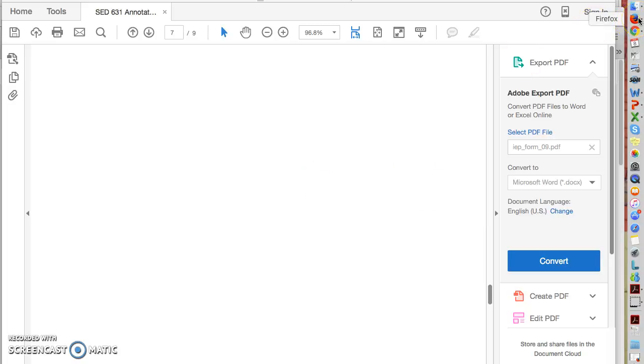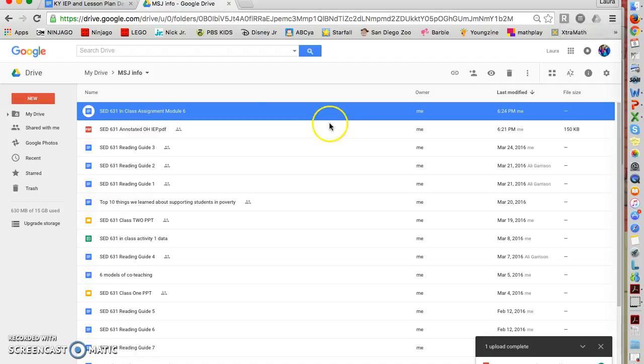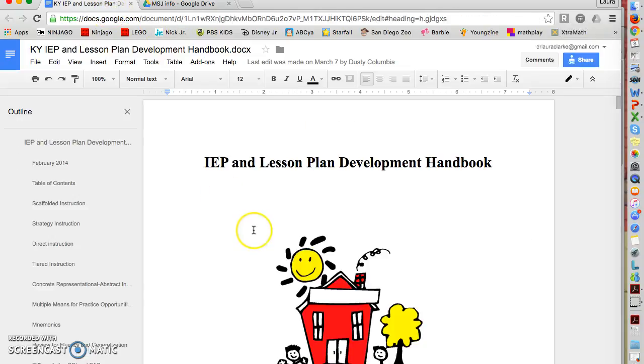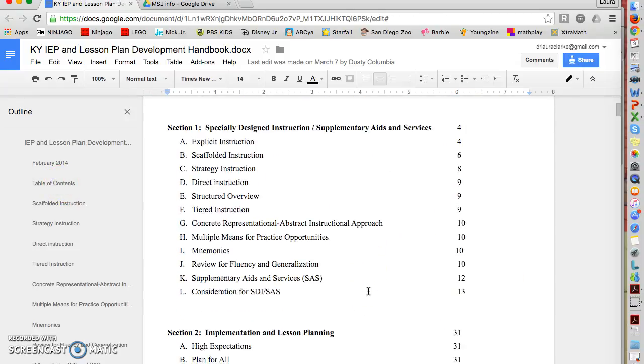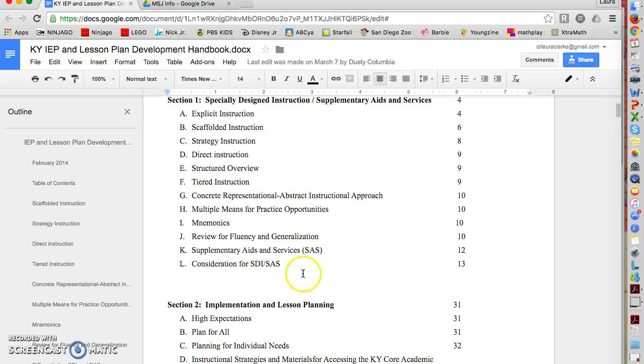Now I'm going to head to the Kentucky IEP and Lesson Plan Handbook that I've updated for you. Note that in the table of contents, it walks through, first of all, research-based practices and instruction. So know that sections I through J are great strategies for teaching students in the classroom. And that in sections K and L, you'll notice that it specifically addresses those supplementary aids and services. That's the accommodations that students receive in specially designed instruction.